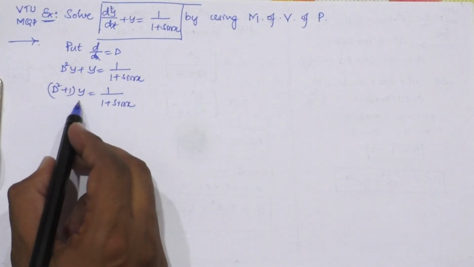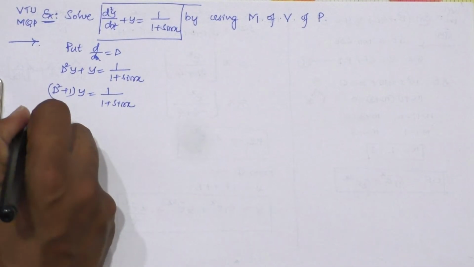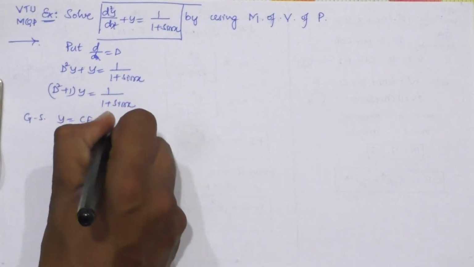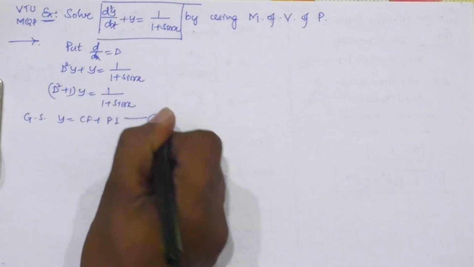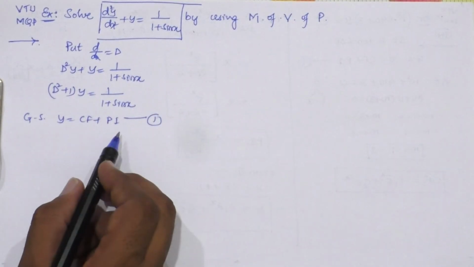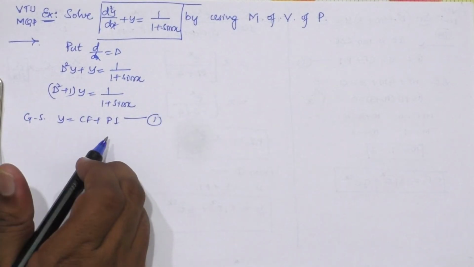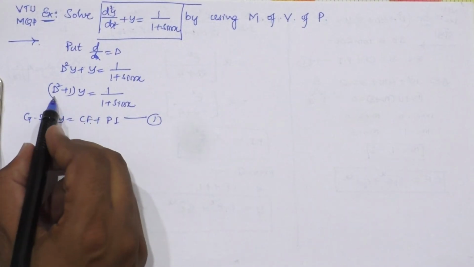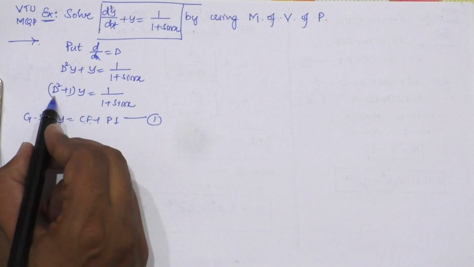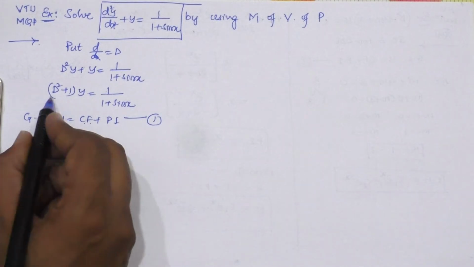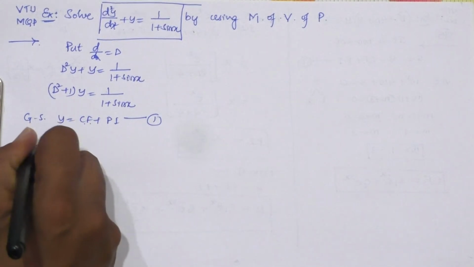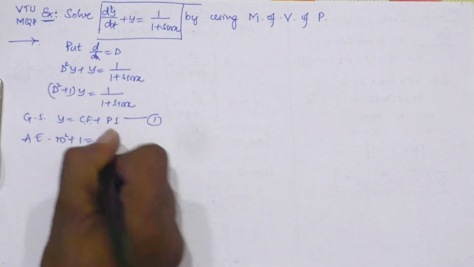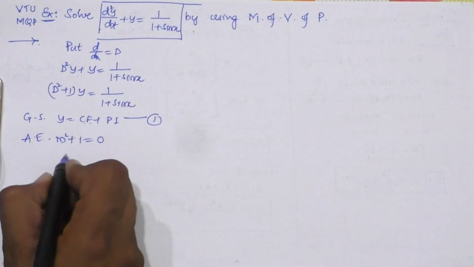Here the general solution is y = CF + PI. Let us solve CF and PI one by one. First we will find out CF. Refer to the LHS, D² + 1 is there, so replace D by m. The auxiliary equation is m² + 1 = 0, which is a quadratic equation.